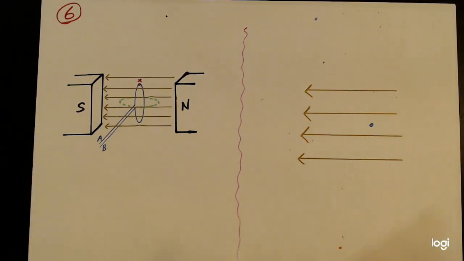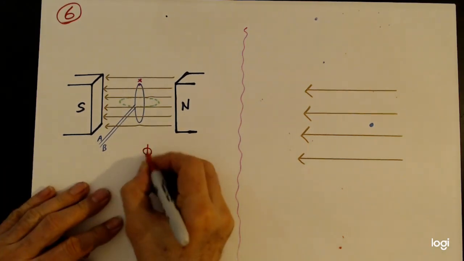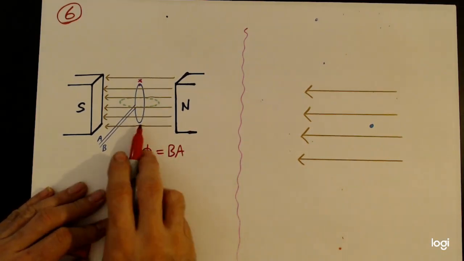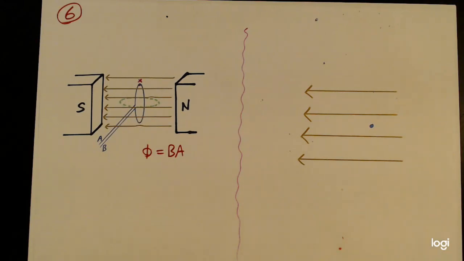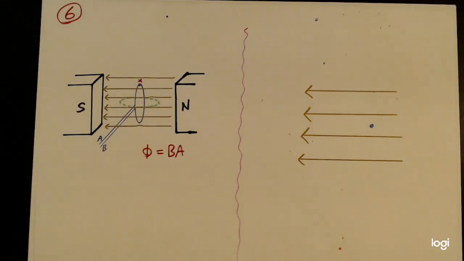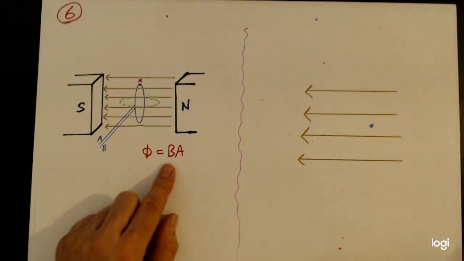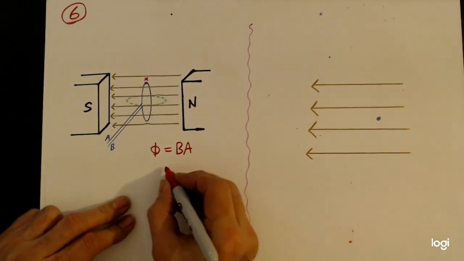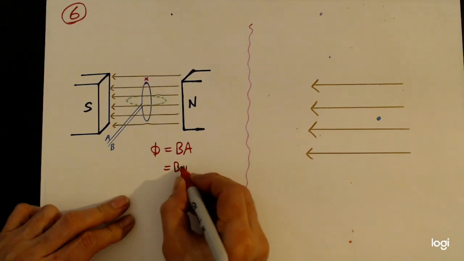Now, magnetic flux, here's the formula for flux again. It's the strength of the magnetic field times the area of the shape that it's going through. All right, that's important. We're going to use this in a second. Okay. A and B are at the ends of the coil. What is the radius of the coil? In this particular case, the area is a circle, so it's B times pi r squared.